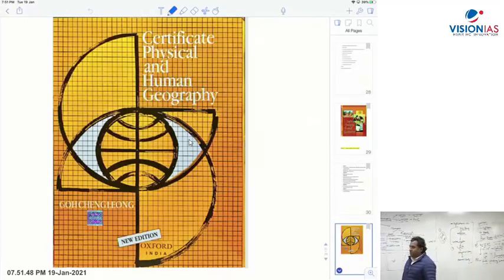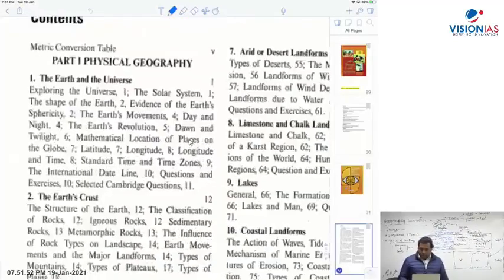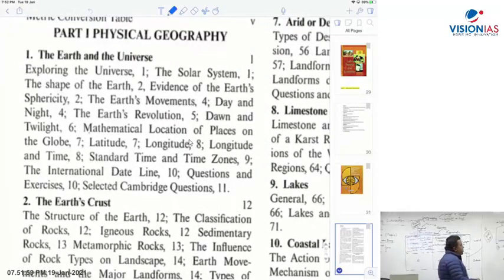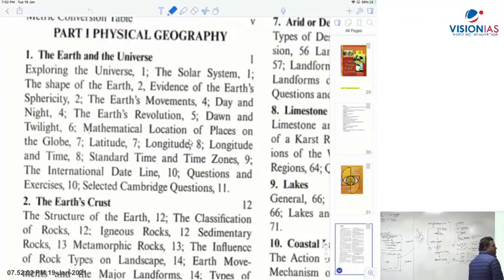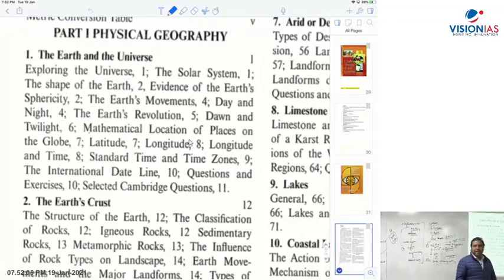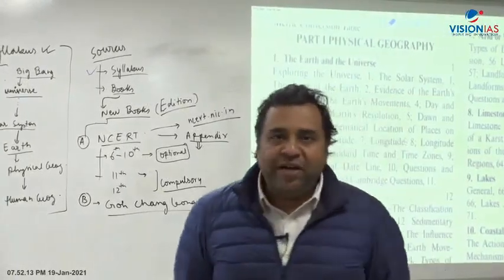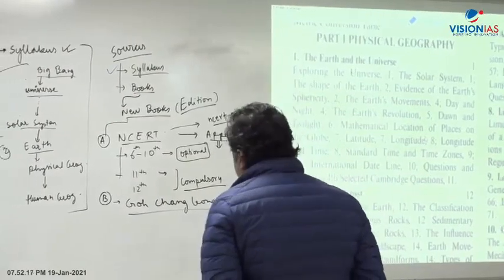Alright. And in this also, for tomorrow's class, for example, I would expect you to slightly read Exploring the Universe, Solar System and Shape of the Earth. So this first chapter from G.C. Leong, I expect you to slightly read for the next 2-3 classes. In the next 2 classes, we'll be doing this. Chapter number 1.